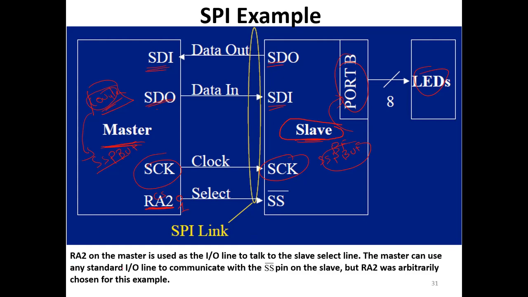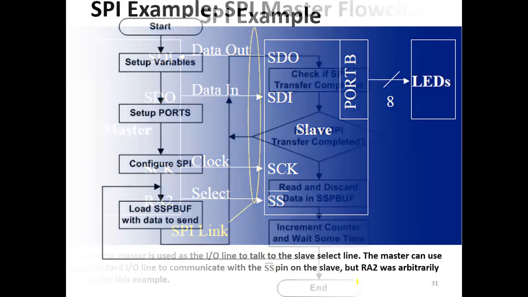So the RA2 on the master is used as an input-output line to talk to the slave select line. So the master can use any standard input-output line to communicate with the chip select pin, okay? Here we just use RA2. It is an arbitrary choice. So we can select any input-output bit.